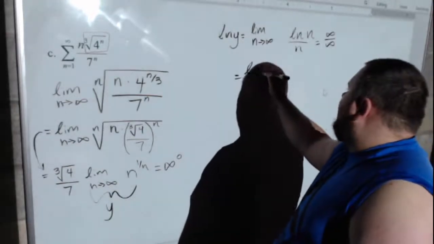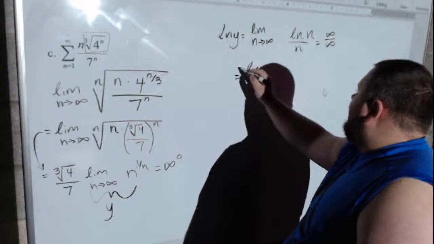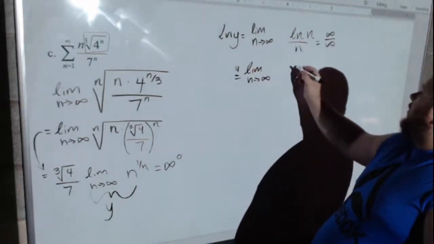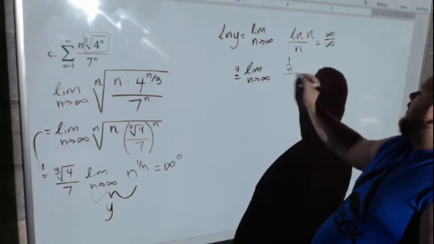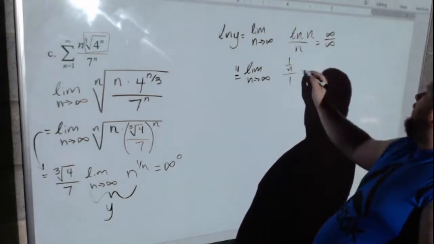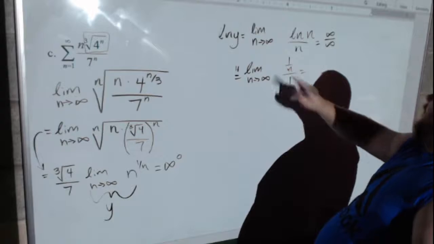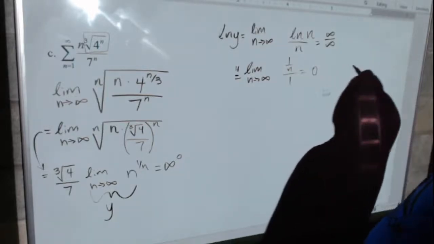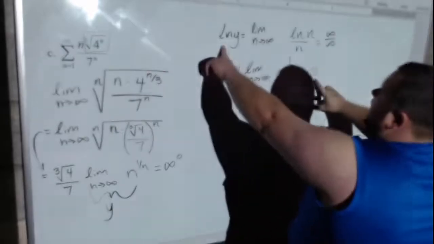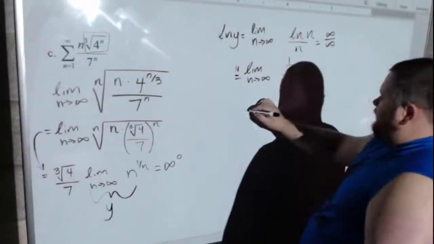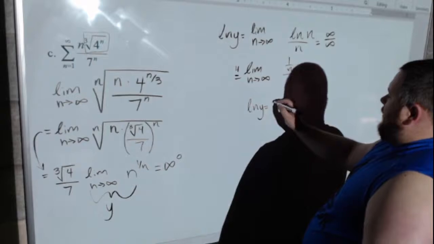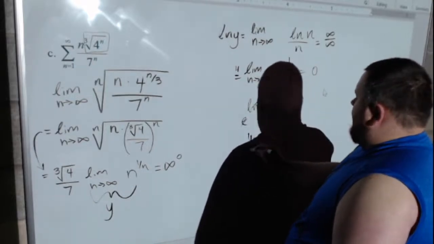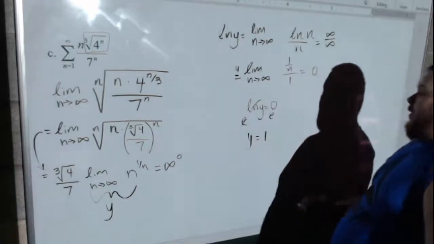So that's limit n approaches infinity. Derivative of natural log, 1 over n. Derivative of n is 1. Limit of 1 over n is 0. But this is equal to the natural log of y. So we have to take e of both sides, which means y is 1.